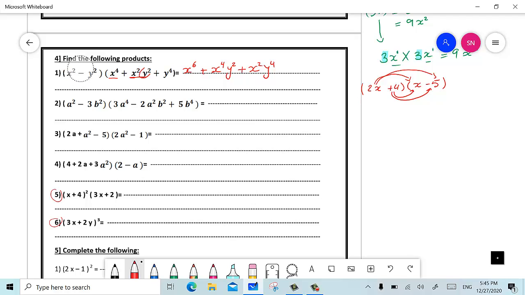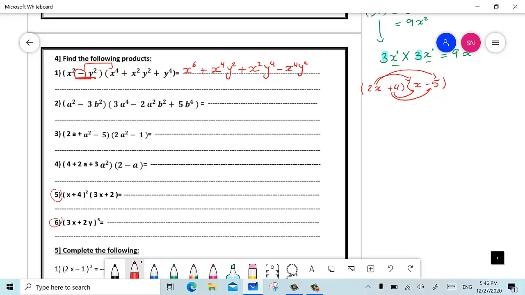now we are going to multiply the second term, which is negative y squared, and please don't forget the negative because we lose marks in this lesson, especially for the signs. So we are going to multiply negative y squared by each term alone. Negative y squared times x to the power of 4, two different variables, so they are going to remain as they are. It is negative x to the power of 4, y to the power of 2.